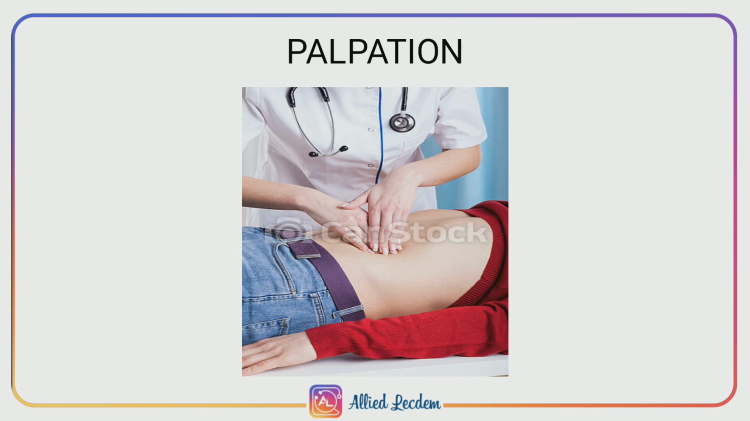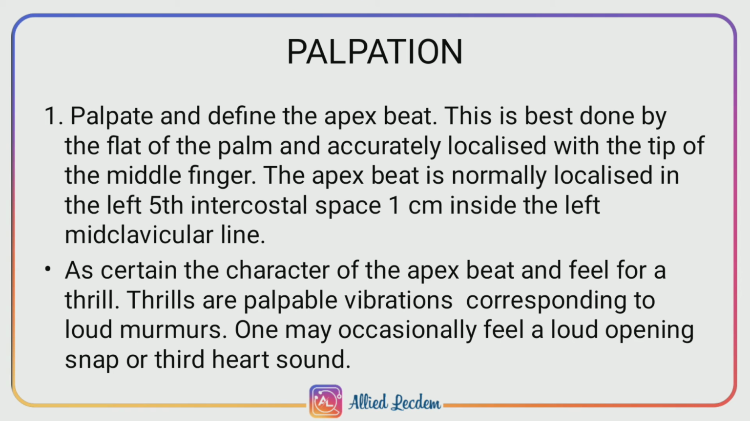Palpation. Palpate and define the apex beat. This is best done by the flat of the palm and accurately localized with the tip of the middle finger. The apex beat is normally localized in the left fifth intercostal space 1 centimeter inside the left midclavicular line. Ascertain the character of the apex beat and feel for a thrill. The thrills are palpable vibrations corresponding to loud murmurs. One may occasionally feel a loud opening snap or a third heart sound.